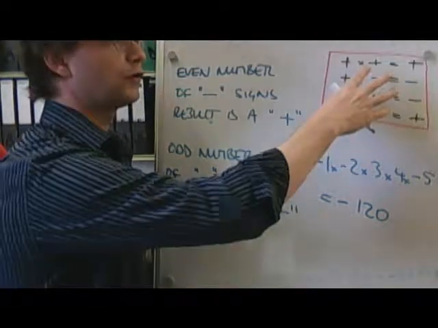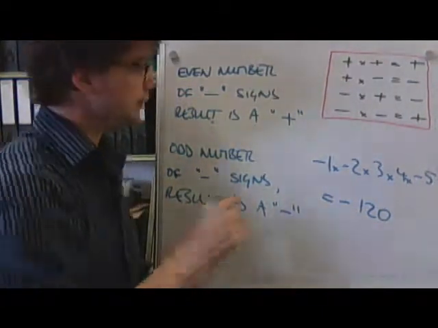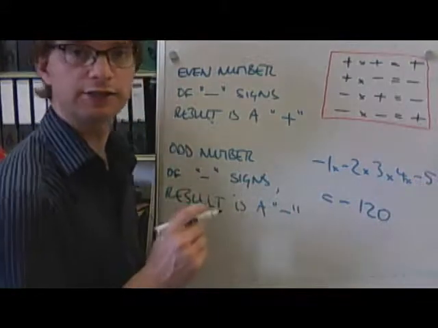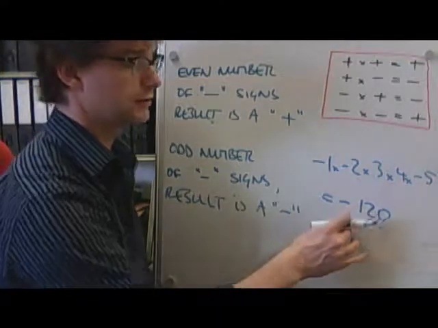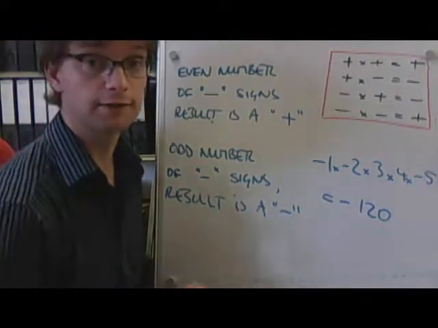So, you follow these rules, and you count up the number of minus signs you've got in a chain, you'll end up getting the right answer. That's how to multiply negative numbers.